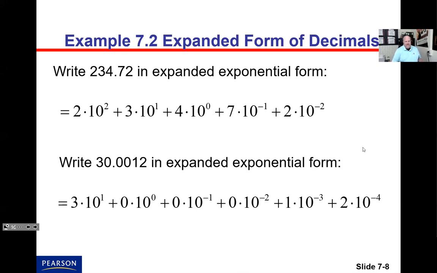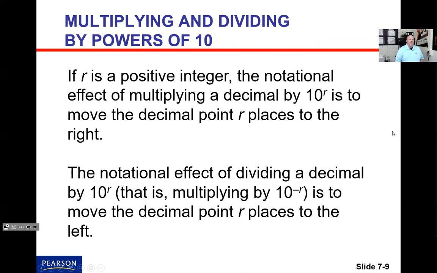So let me get back to the actual thing here. If r is a positive integer, you multiply the decimal by 10 to the r, or basically move the decimal r places to the right if it's positive, right? If it's negative, you're going the other direction, okay? Or dividing by. You'll see in a sec what I'm talking about. Those are the rules there, but the examples make way more sense.